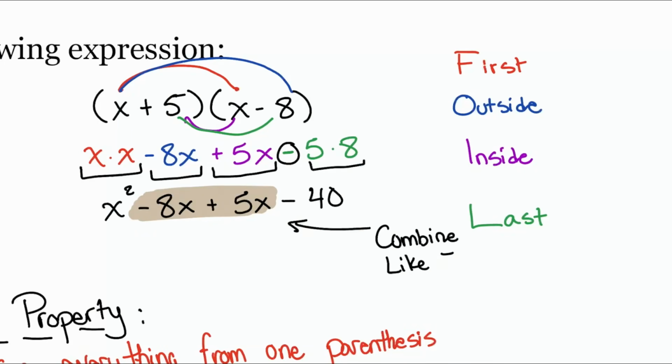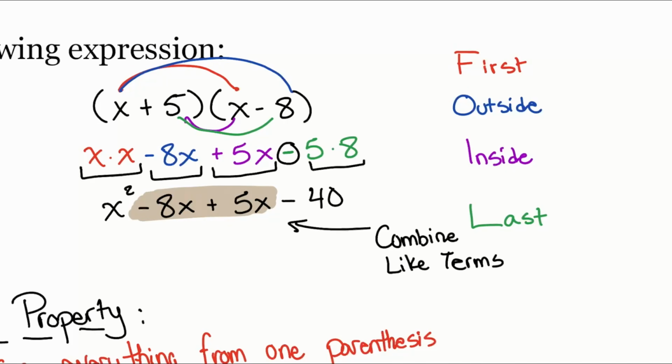Combine like terms. Everybody, one more time, pop quiz. What makes these like terms? Not only do they have the same letter, but they also have the same exponent. That's why I didn't include the x squared. I only include the negative 8x and the positive 5x because we have the same variable, x, and the same exponent, 1, on those terms.